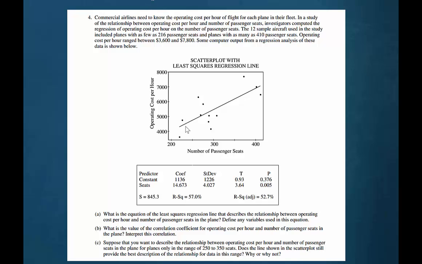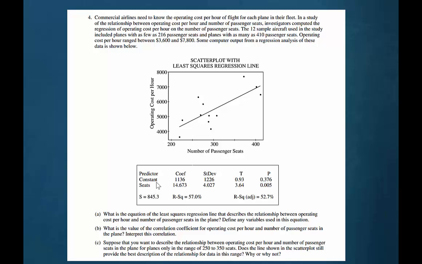So we see the scatter plot, and we see that there is somewhat of a linear relationship here. Doesn't look like there's a curve to it at all. Looks like if we were to have a relationship, it might be linear. We aren't given a plot of the residuals, so we wouldn't examine that. We're going to take the information from the problem and use what's given to us. We can see that we have number of passenger seats on the x-axis and operating cost per hour on the y-axis. So our explanatory variable would be the number of passenger seats, and our response variable would be the operating cost per hour.